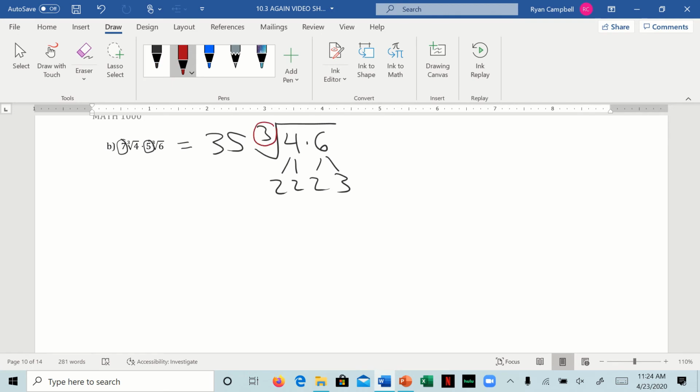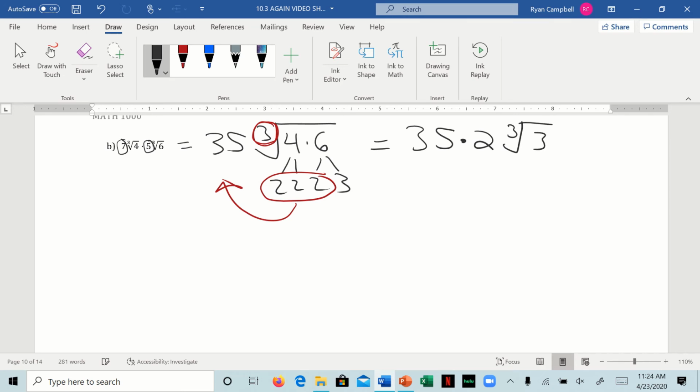Since we need 3 numbers in a group, notice we have 3 2's. So a 2 can come out. So we have 35 times 2 times the cube root of 3. And 35 times 2 is 70. So we get 70 cube root of 3.